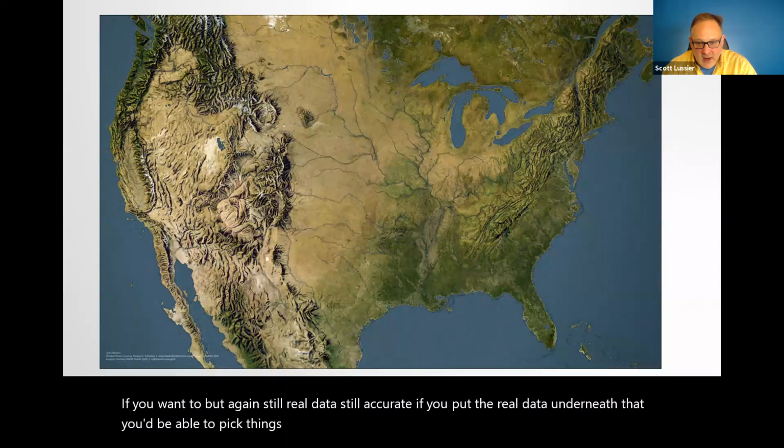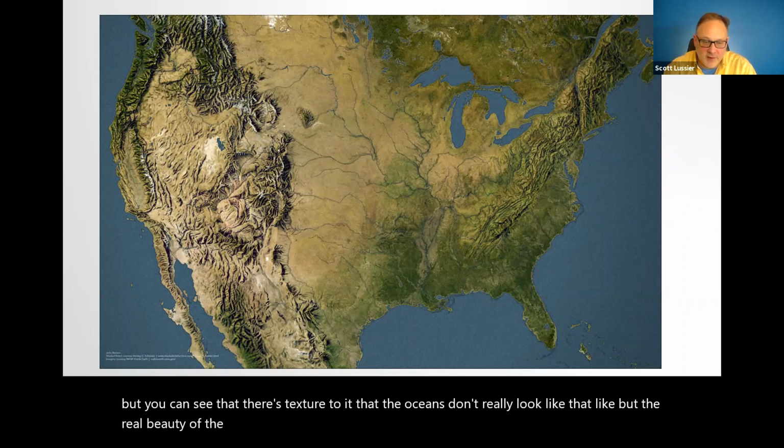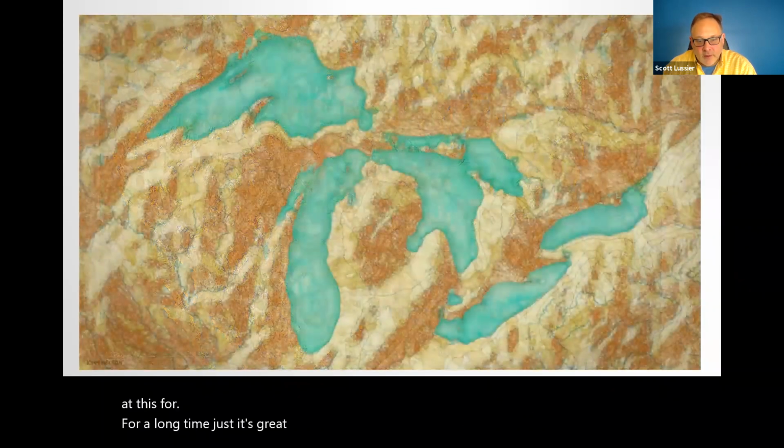Here is obviously the United States, kind of a natural Earth, but you can see that there's texture to it, that the oceans don't really look like that. But the real beauty of the natural landforms is coming out very clearly. I could look at this for a long time. It's a great job.